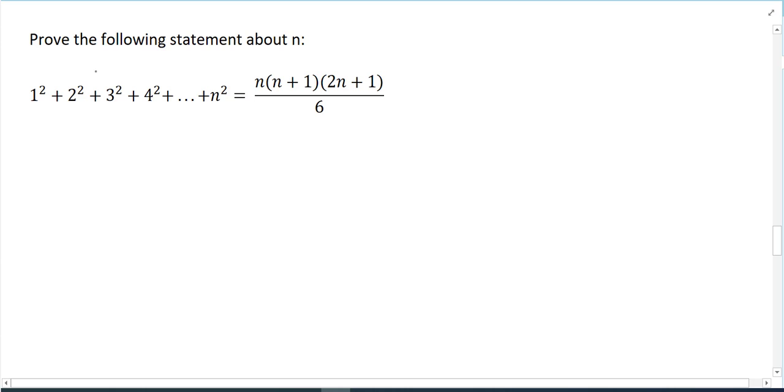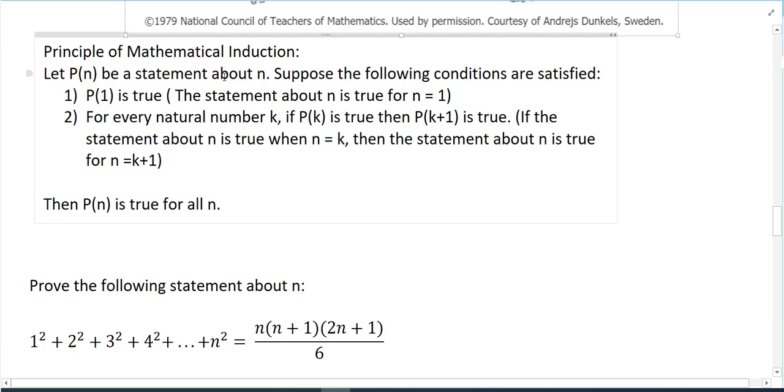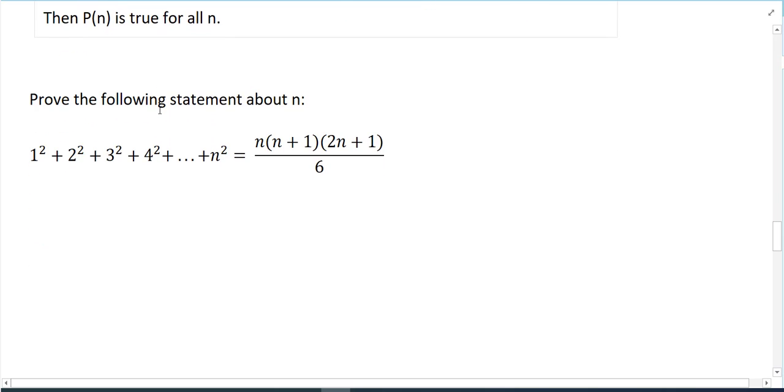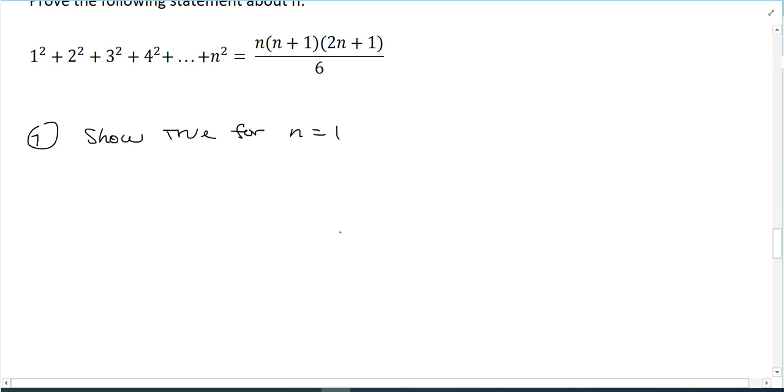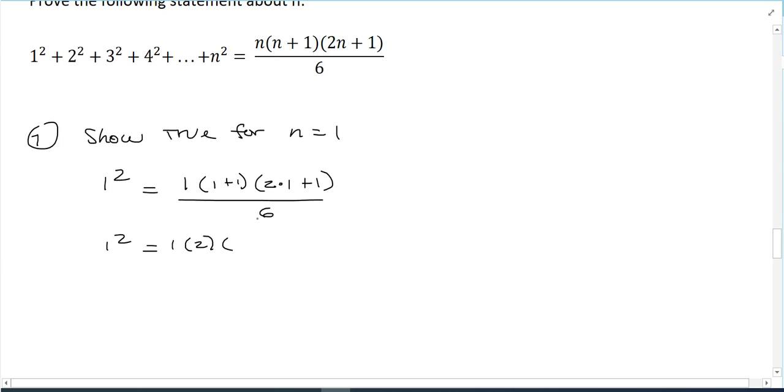So how do we prove that? In mathematical induction, we first show it's true for n equals 1. We want to say 1 squared, the first term here, is equal to 1. Plug the 1 into all the n's: 1 times 1 plus 1 times 2 times 1 plus 1 over 6. Notice that this gives you 1 times 2 times 3 over 6, which is 6 over 6, which is 1. So it is true for 1.